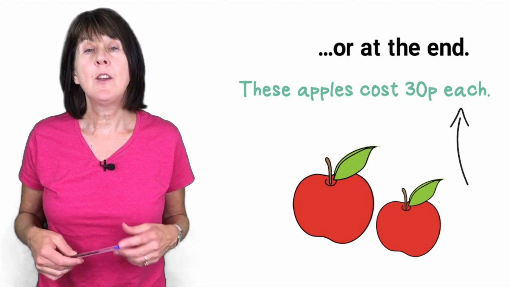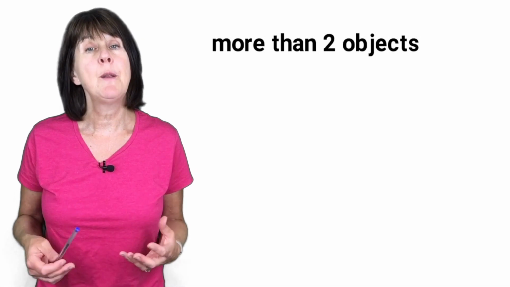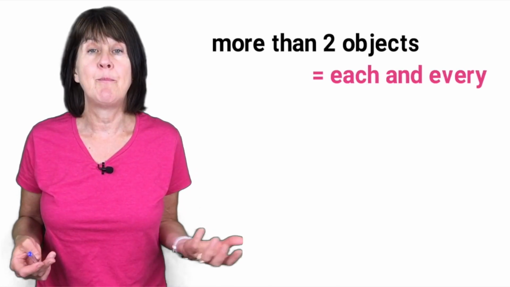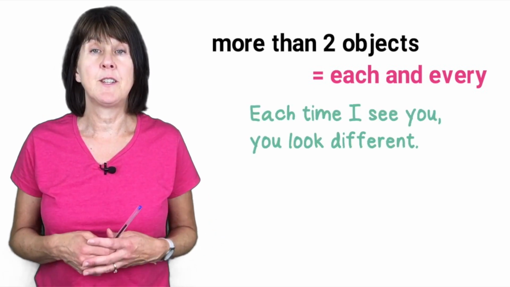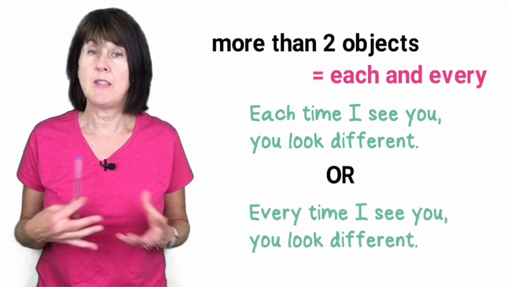However, when the quantifier refers to more than 2 objects, often both each and every can be used. They're interchangeable. For example, each time I see you, you look different. Or every time I see you, you look different. They mean the same.